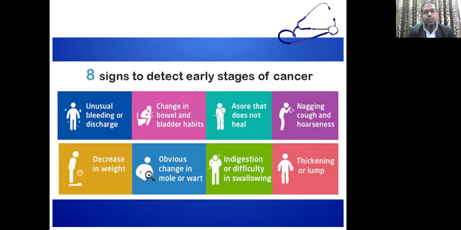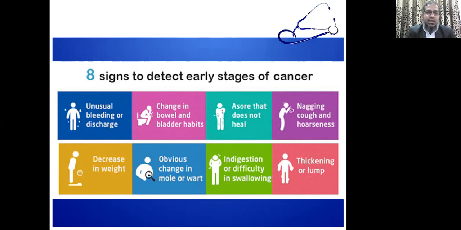Depending on the organ involved, a patient may have some signs and symptoms so that we can detect the cancer in early stages. It is very important to detect the cancer in stage 1 or 2 because if we detect them in stage 1 and 2, they are mostly curable. But if we detect in stage 3 and stage 4, the prognosis is very bad and the patient is likely to live for a short period of time.